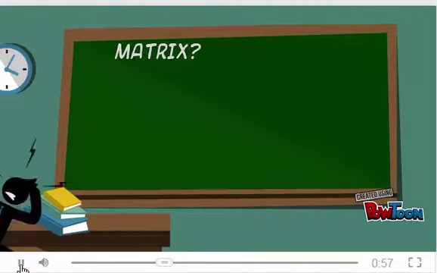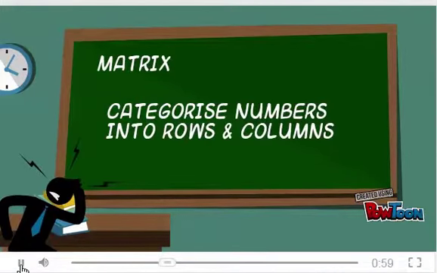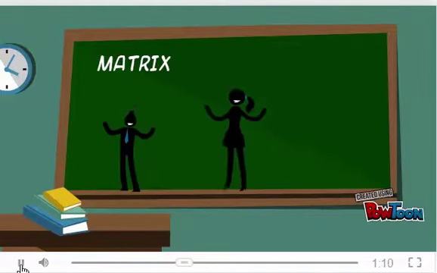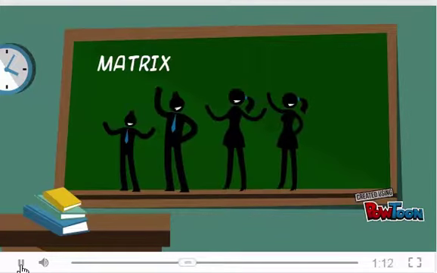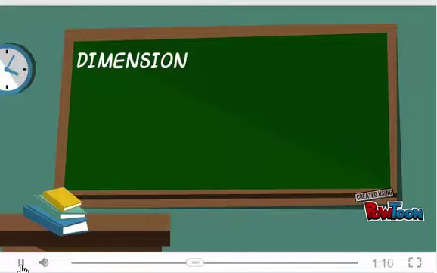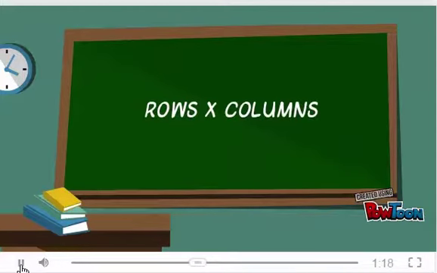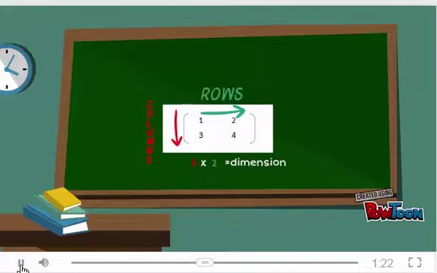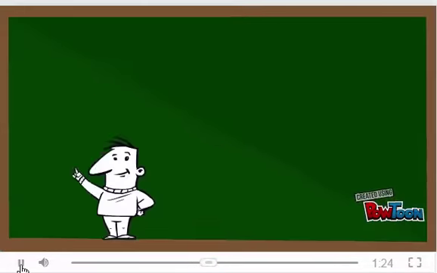So what is a matrix? A matrix is a way of categorizing numbers into rows and columns so that it takes a little less space, and we don't have to say what we are talking about, be it sophomore, junior, senior, boys, girls, however we're categorizing it. And we have a dimension of a matrix, which we say as rows times columns. Rows go from left to right and columns go up to down.